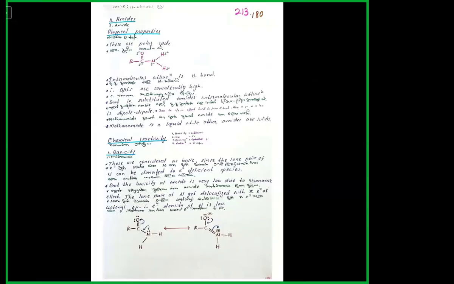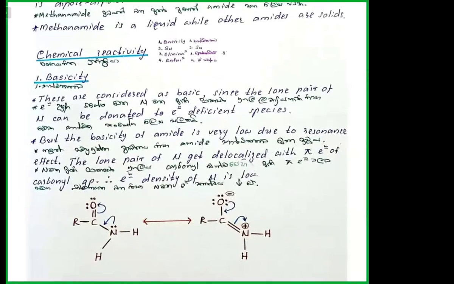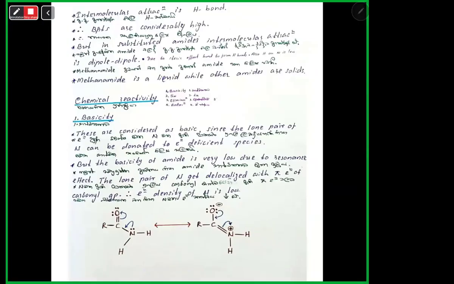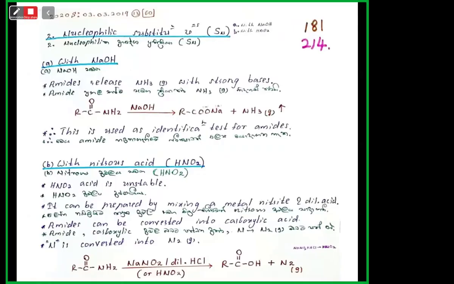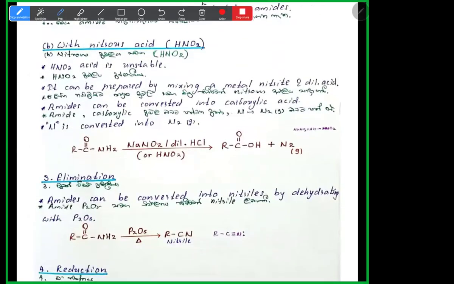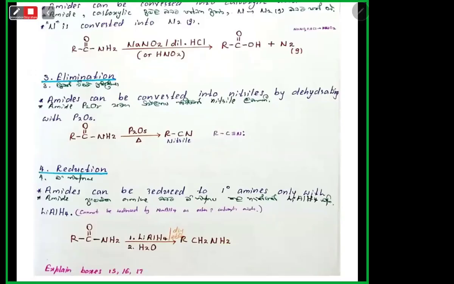Amides, RCONH2, they have hydrogen bonding. Basicity is there, but basicity is less because when they are making these resonance structures, see, this has a plus charge. So these are less basic. With sodium hydroxide, sodium salt of carboxylic acid; wherever you have HCl, NH2 is converted into OH, converted into carboxylic acid. Only one single reaction, that is dehydration.